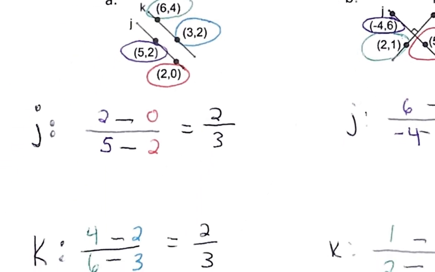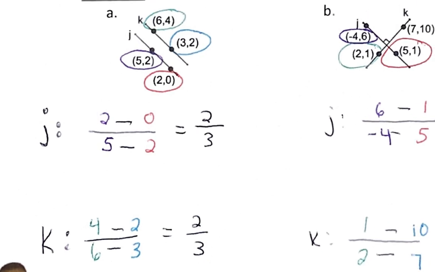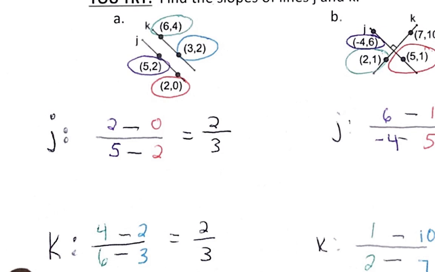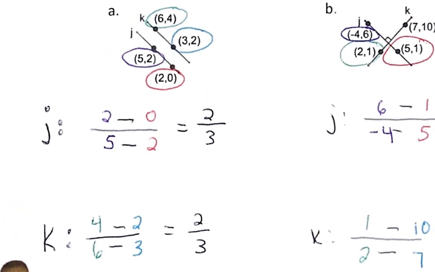So at the end of the hour yesterday, I went through how to find our slopes. Remember, when they are parallel lines like we have here and here, they should have the same slope. So you can see 2/3 was the slope we ended up with for both of those. So since they have the same number, we can say lines J and K are parallel, okay?